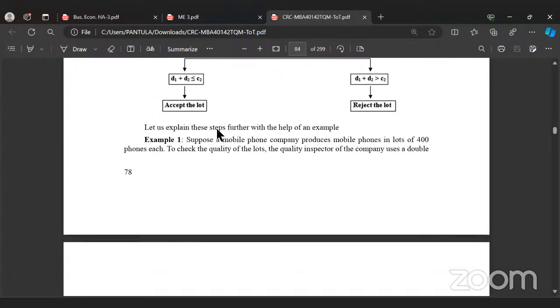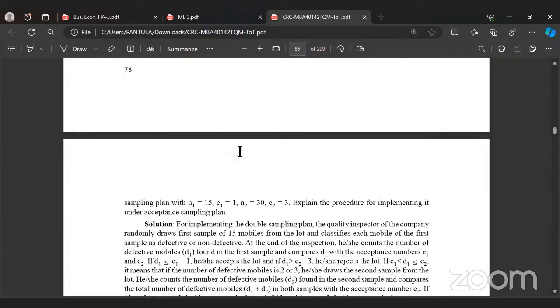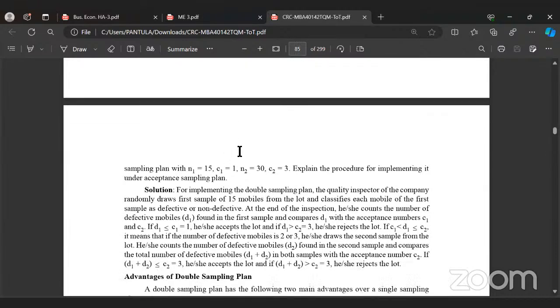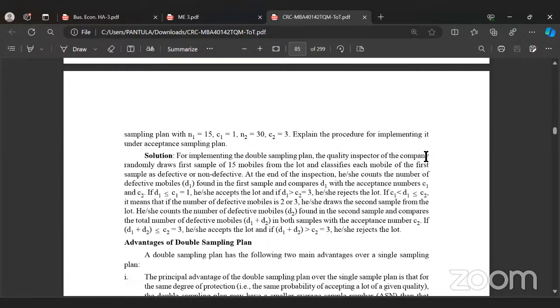Now we'll take an example. A mobile phone company produces mobile phones in lots of 400 phones each. Check the quality of the lots. To inspect quality, the company uses a double sampling plan. N1 is 15, C1 is 1, N2 is 30, C2 is 3. Explain the following procedure to implement it.